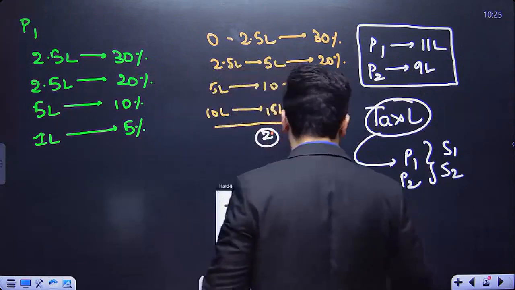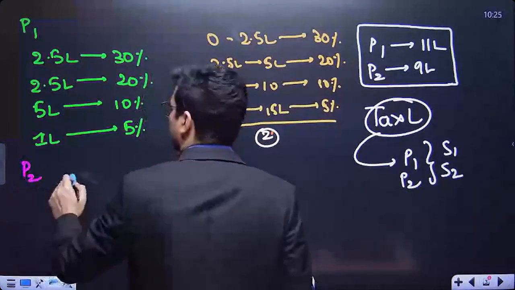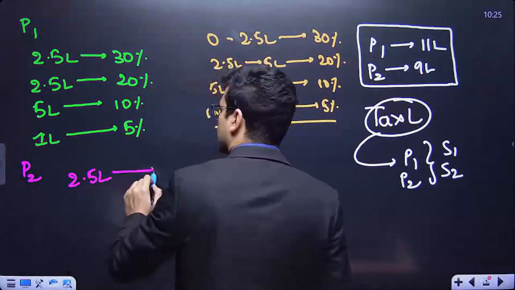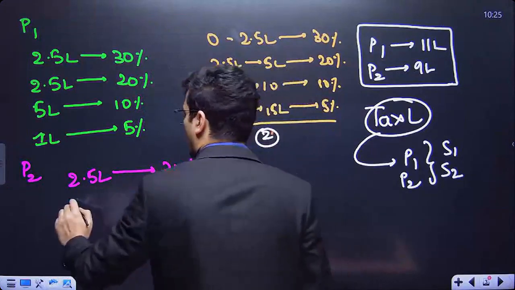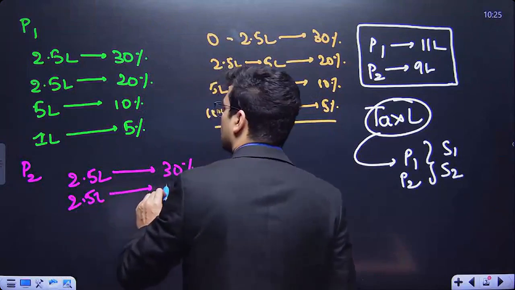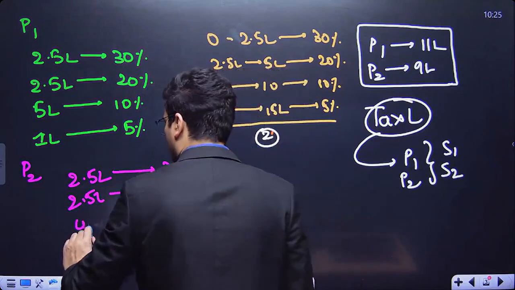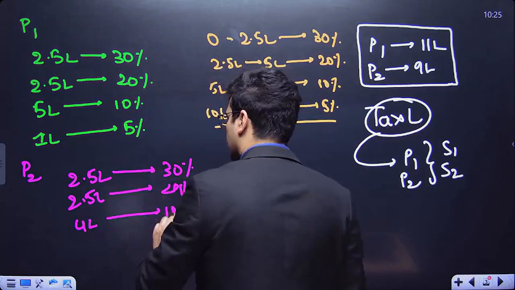Let's look at person 2. Person 2 in this case, on first 2.5 lakh of his income, is paying 30% tax. On next 2.5 lakh of his income, he is paying 20% tax. And on next 4 lakh of his income, he is paying 10%.